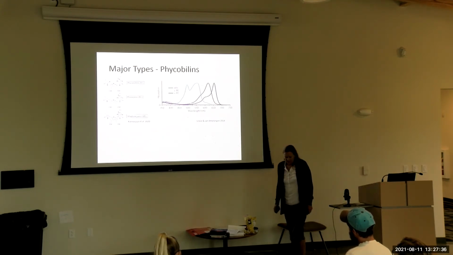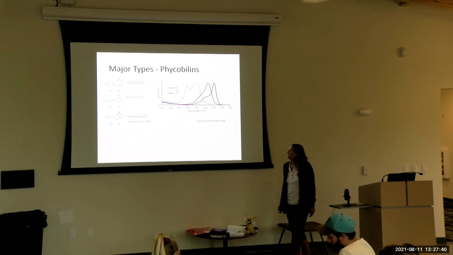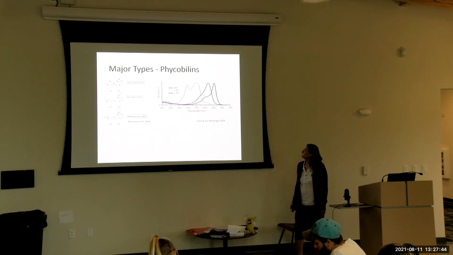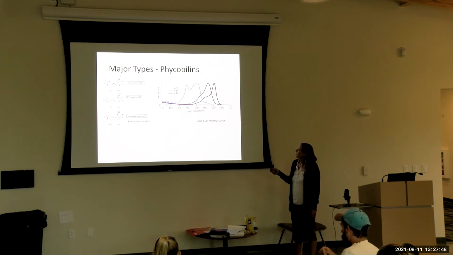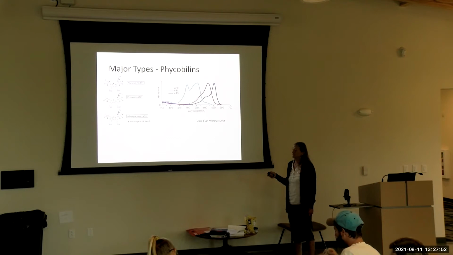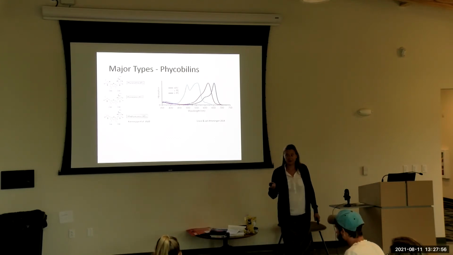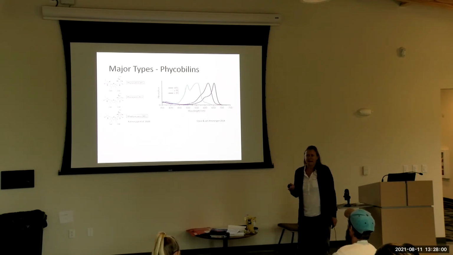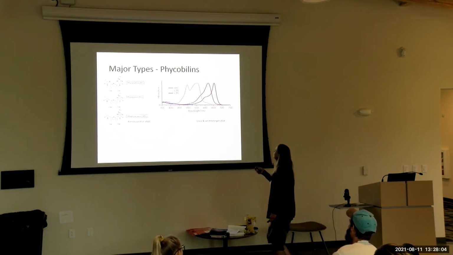Then we have phycobilin pigments, and these are associated with cyanobacteria and certain of the rhodophytes, or red phytoplankton. We have phycoerythrin, phycocyanin, and allophycocyanin. And these are very different, and they tend to not be soluble in methanol or acetone. These are water soluble. I wouldn't call them a dye, I would still call them a pigment. But anyway, this is what their absorption spectrum looks like.